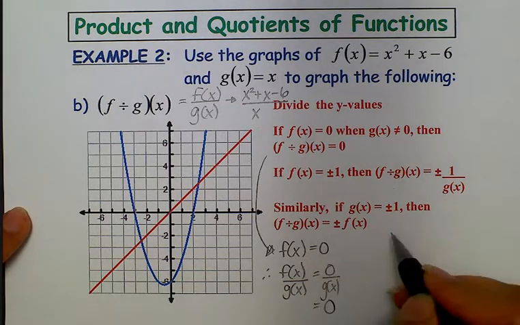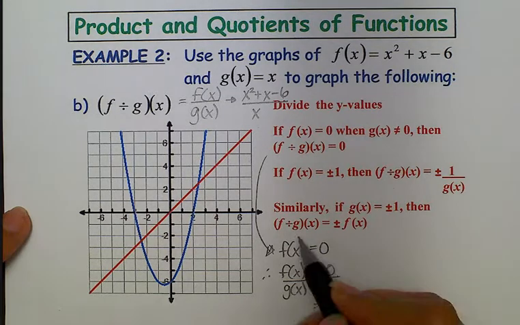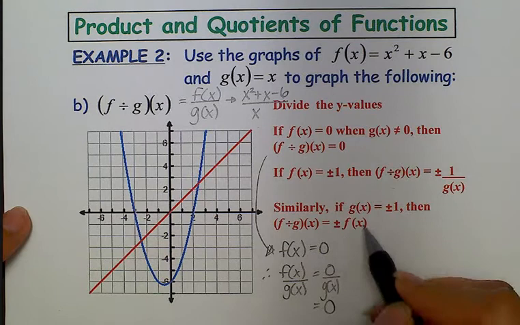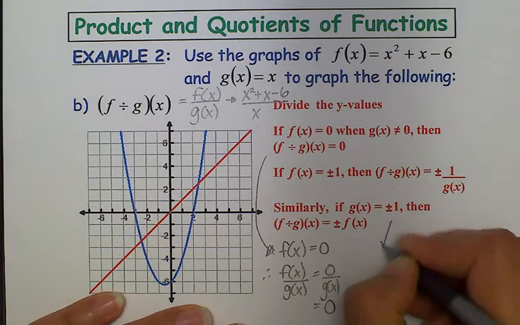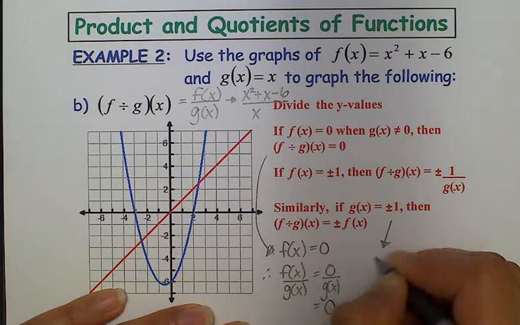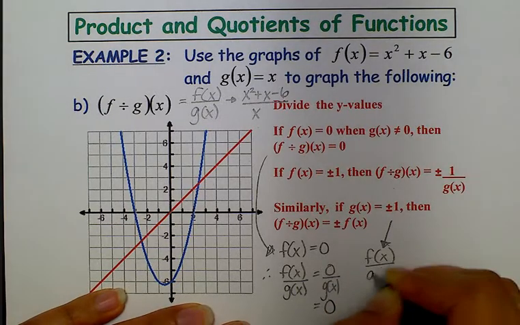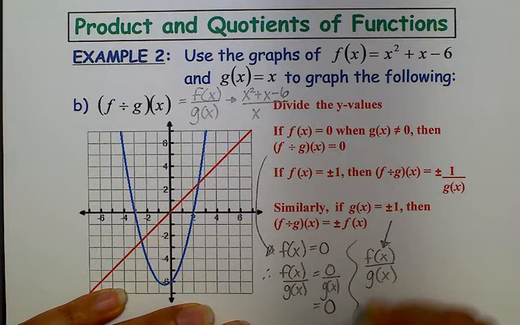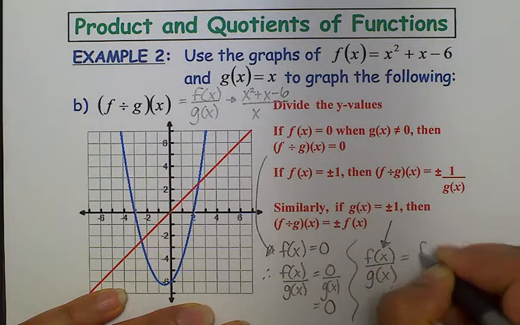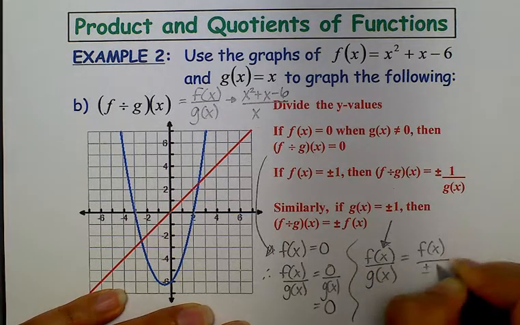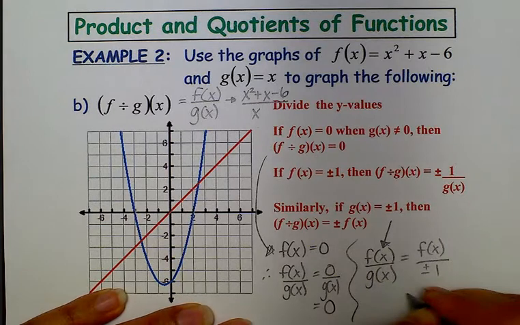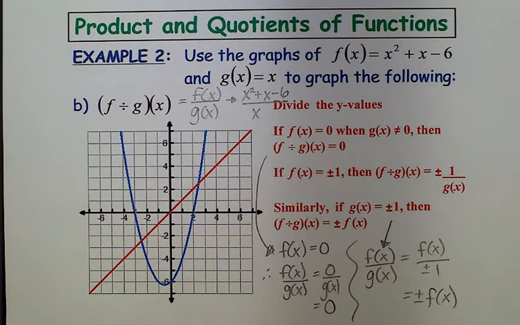Similarly, if you have the denominator equal to plus or minus 1, then the quotient of the functions ends up being plus or minus f of x. So what ends up happening here, for example, is if you have g of x equal to 1 or negative 1, then f of x divided by g of x would be equal to f of x divided by either positive or negative 1, one or the other. And so if you simplify this, you get plus or minus f of x.